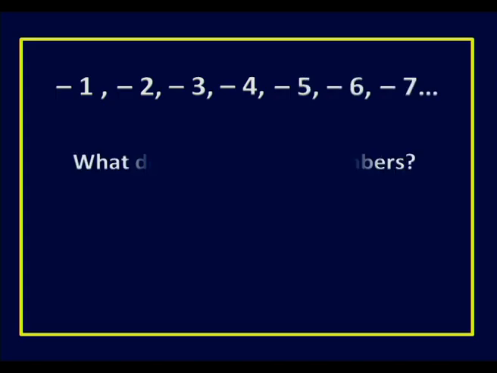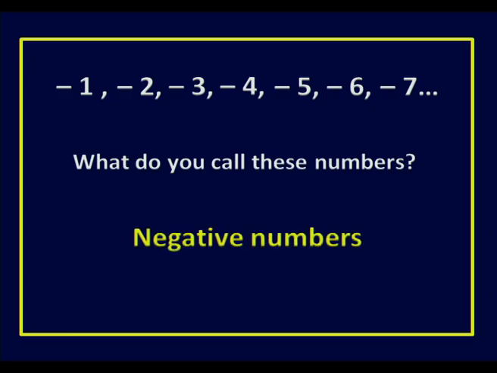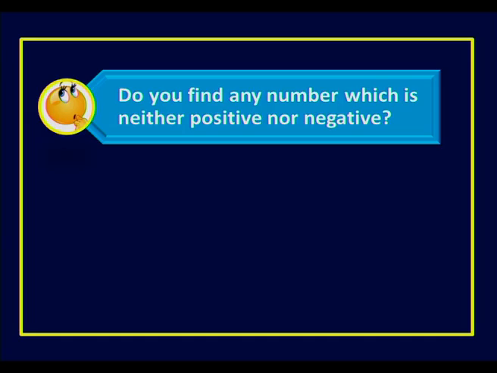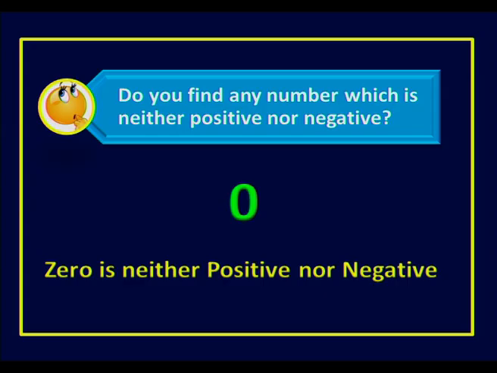Now take a look at the numbers shown on your screen now. Yes. Do you know again what these numbers are called? You are right once again children, they are negative numbers. Now children, do you find any number which is neither positive nor negative? Yes, that is right, it is 0. So, 0 is neither positive nor negative.